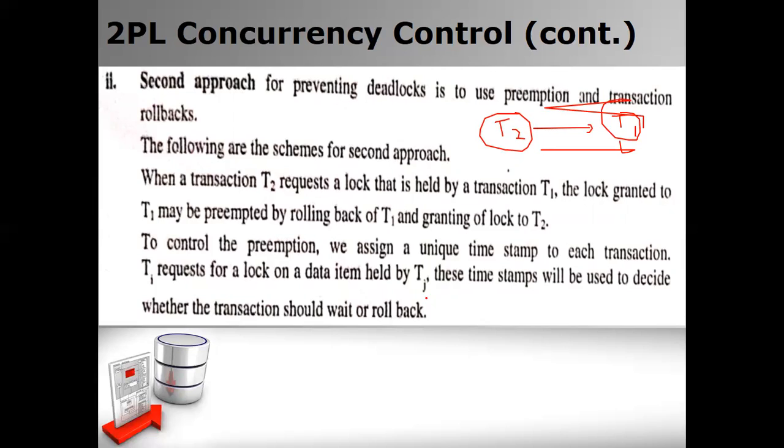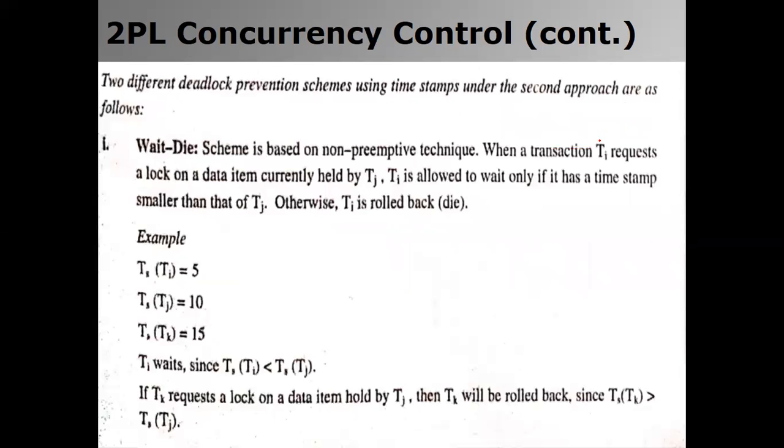So here we are making use of two concepts: the locking approach of the two-phase locking protocol and the timestamping approach of the timestamp-based protocol. A unique timestamp value is assigned to transactions Ti and Tj, and it is used to decide whether a transaction should wait or be rolled back. There are two different deadlock prevention schemes using timestamps. For deadlock prevention, we give a unique timestamp to each transaction, and based on that we decide whether the transaction should wait or be rolled back.